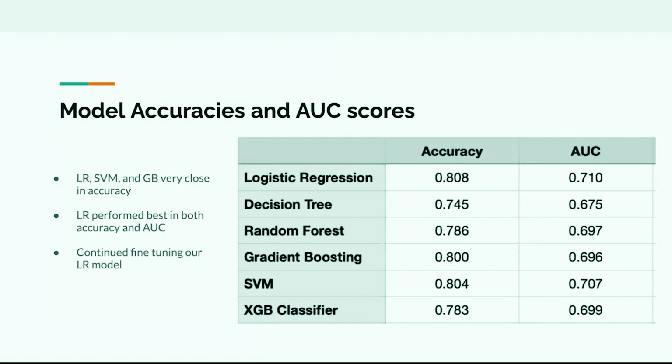After all the models were run, we have our list of accuracy scores and AUC scores. As you can see, logistic regression outperforms all of the other models. Gradient boosting and SVM are close behind, but still logistic regression outperforms both of them and will ultimately be our chosen model after we go through all the parameter fine-tuning steps.